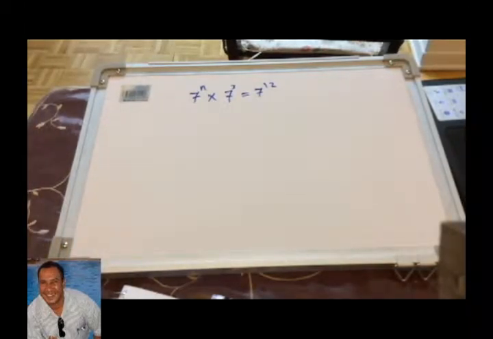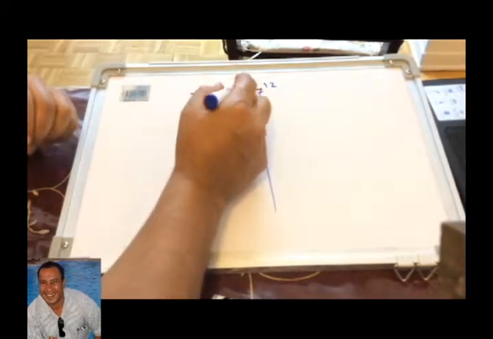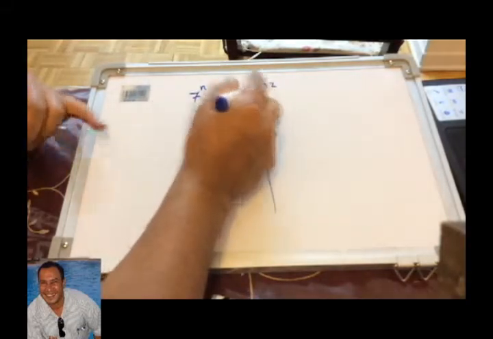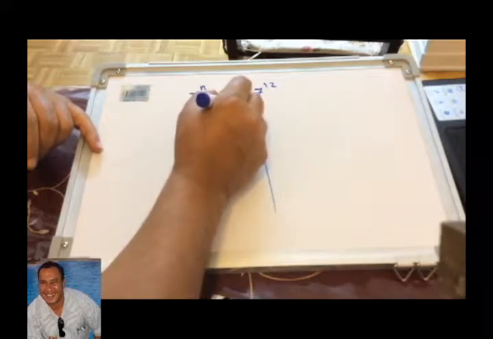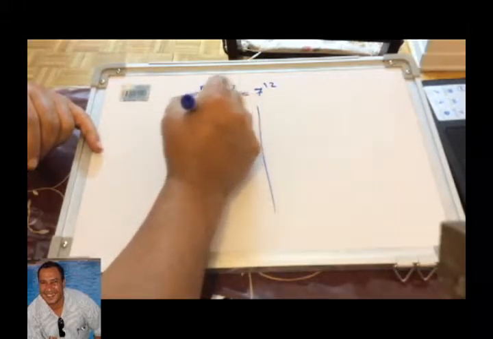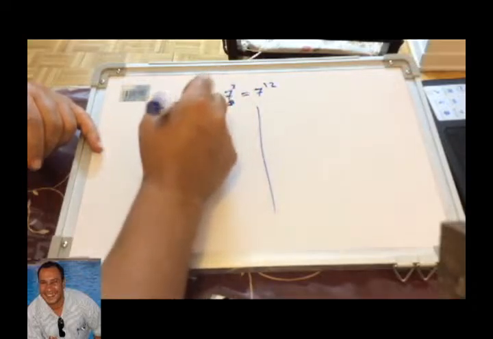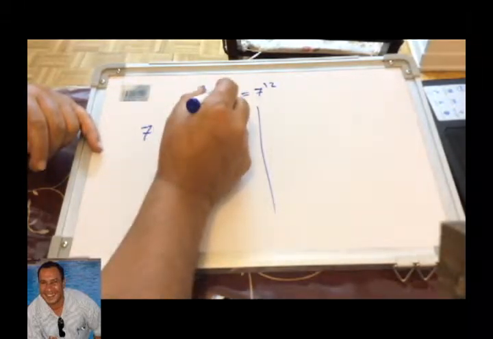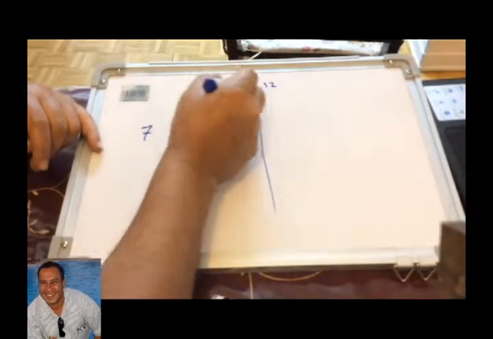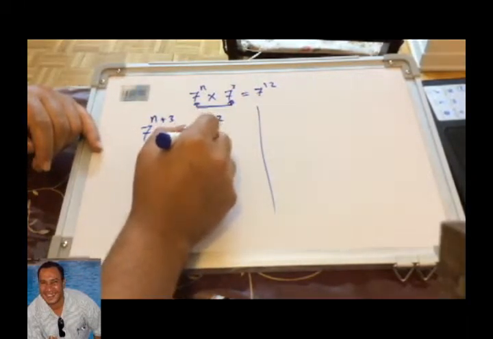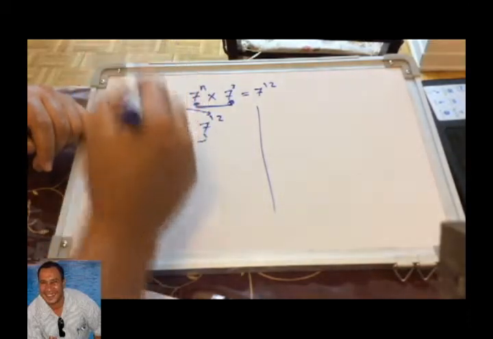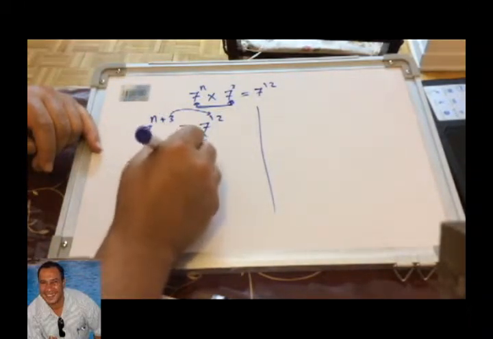To solve this kind of problem, we have two methods. The first one is, if you are aware of the rules of powers, you can say that we have the same bases and different powers in multiplication. So 7 to the power n multiplied by 7 to the power 3, we add powers, n plus 3, equals 7 to the power 12. Since base equals base, this means power equals power, so n plus 3 equals 12.